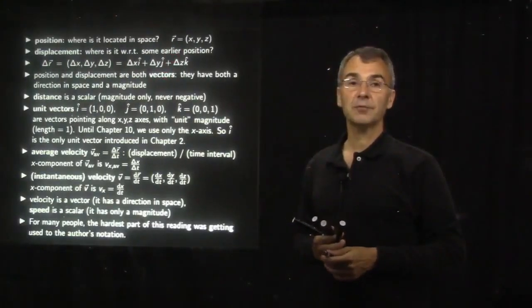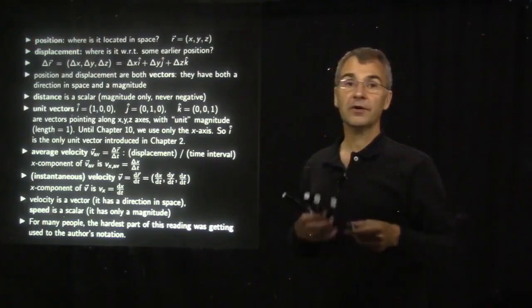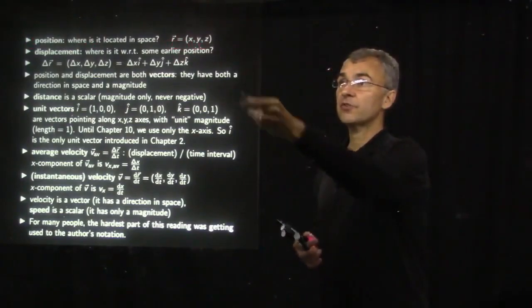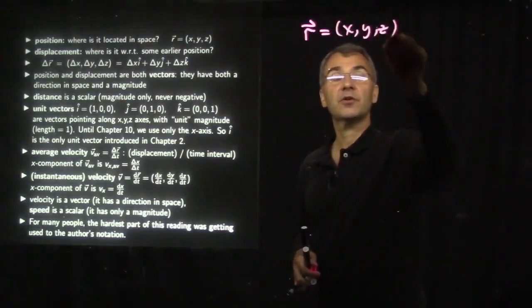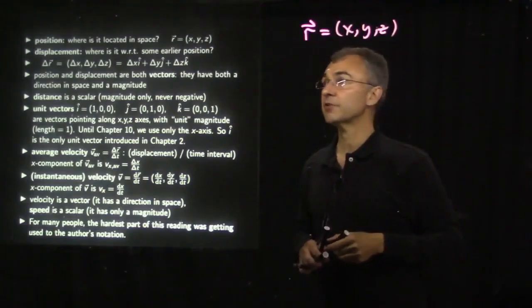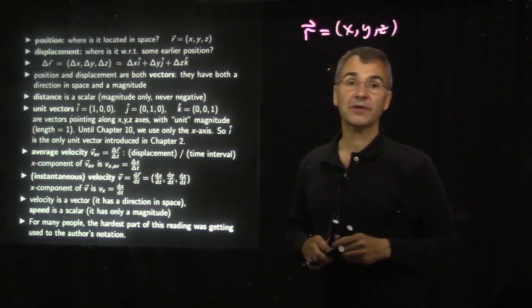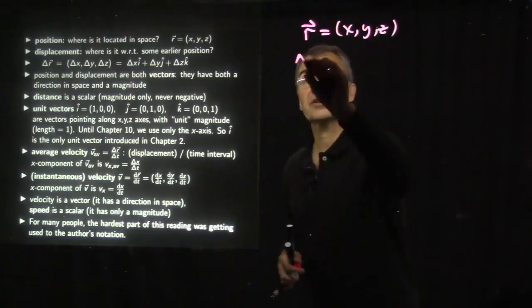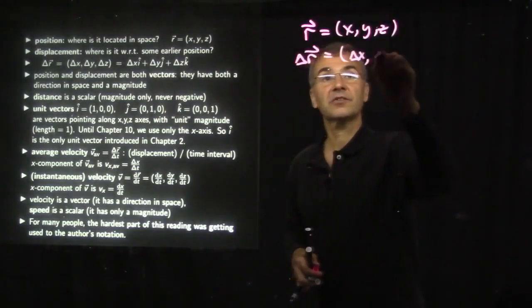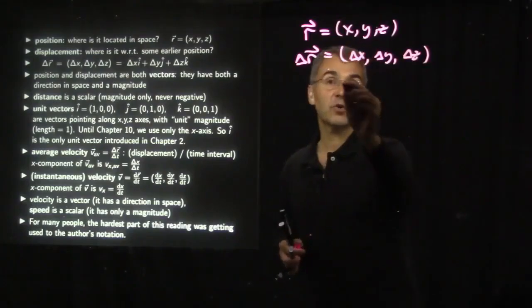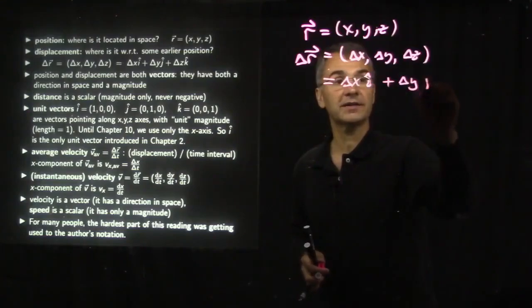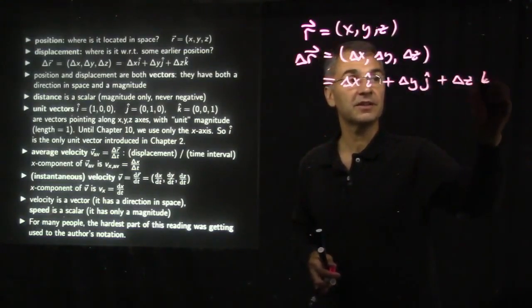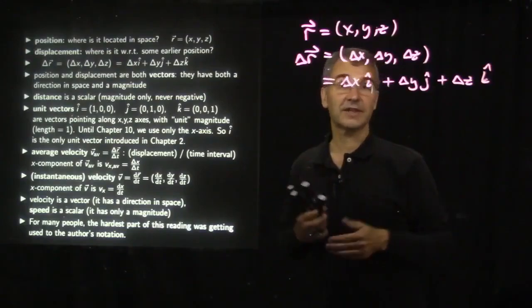Here's just a recap of notation. Position is where the object is located in space. So it's this vector r, which has components x, y, and z, although it only has a single component x for the first 9 chapters. Displacement is where it is with respect to some earlier position. So there's delta r. It has components delta x, delta y, delta z. If you wanted to, you could say this is delta x, and that's the i hat direction. Then you have delta y, and that's the j hat direction. Then you have delta z, and that's the k hat direction. Again, I don't really like the unit vectors either.